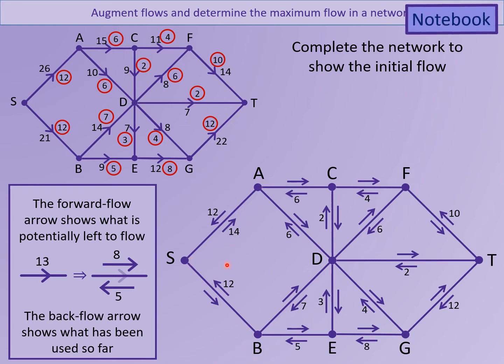Right, so what I want you to do is just go through and fill in all your backflow arrows of what we could still potentially flow from S to T. All right, so just pause there, have a go at filling them all in.